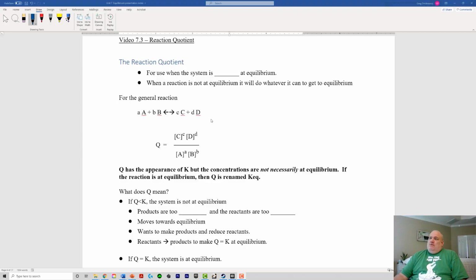Okay, so in this video, what we're going to do is talk about something that sounds scary, but actually is really, really straightforward. It's called the reaction quotient, and it's Q. So, what the heck is a reaction quotient? Well, we use the reaction quotient when the system is not at equilibrium.